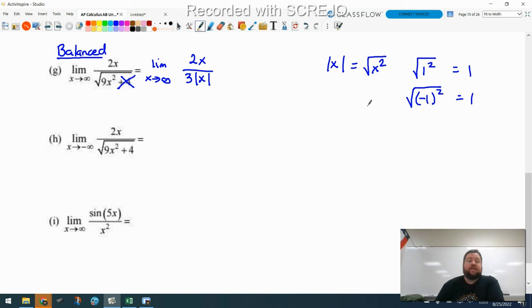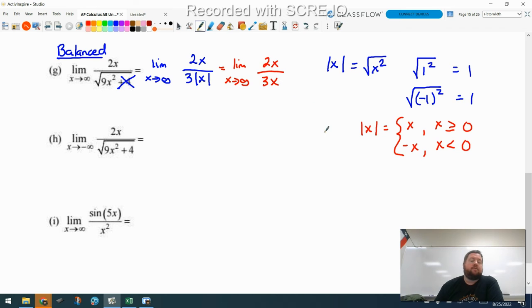Now that's a big deal because the absolute value of x, piecewise definition, is equal to x when x is greater than or equal to 0, and it's equal to negative x when x is less than 0. That's a big deal because when x is going to positive infinity, x will be greater than 0, so we can replace our absolute value of x with an x. 2x over 3x. You can either think of this as being balanced, so you divide the coefficients, or you can think of it as the x's cancel, and then you have a constant left over, 2/3. That's the answer.